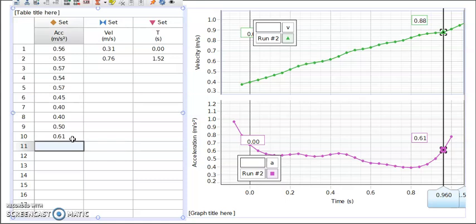Okay, 0.56 plus 0.55 plus 0.57 plus 0.54 plus 0.57 plus 0.45 plus 0.40 plus 0.40 plus 0.50 plus 0.61. Divide that by 10, and we get an average acceleration of 0.515 or 0.52 meters per second squared. Compare this average acceleration.